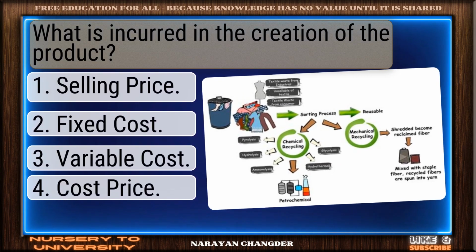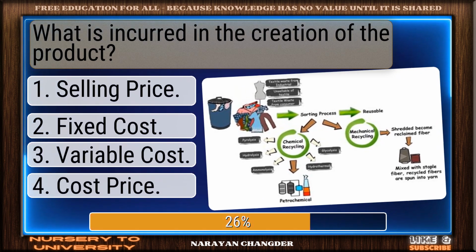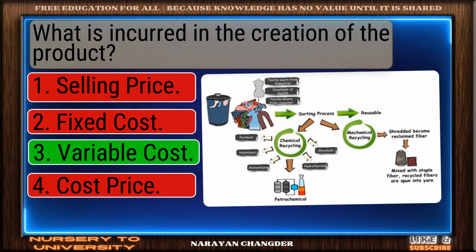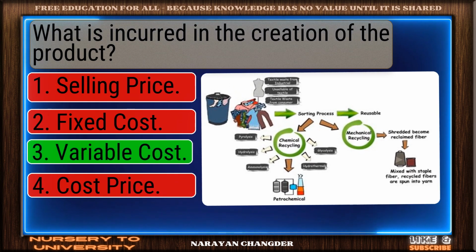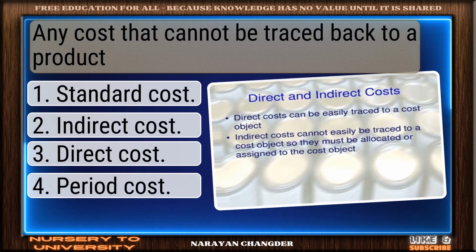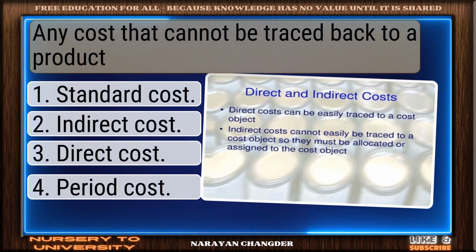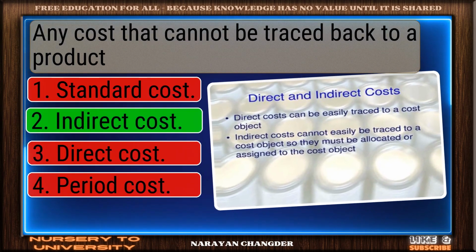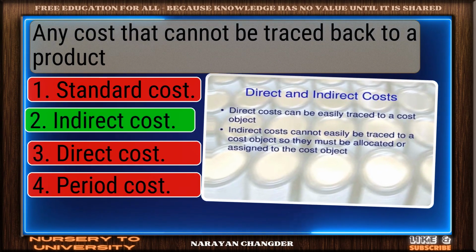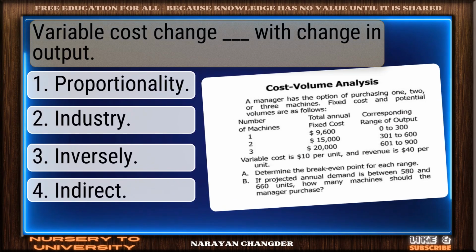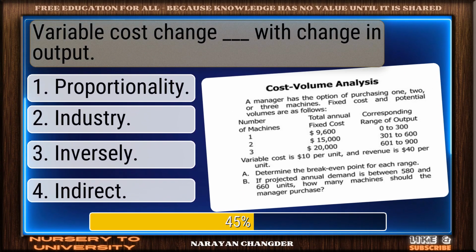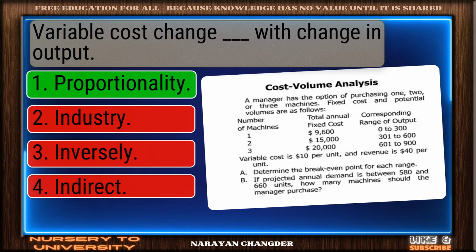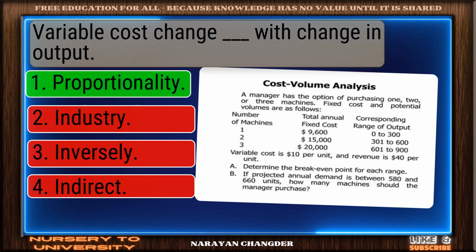What is incurred in the creation of the product? Good job. Variable cost works well. Any cost that cannot be traced back to a product. Smart move. Indirect cost is the accurate answer. Variable cost changes ___ with change in output. Well picked. Proportionality is correct.